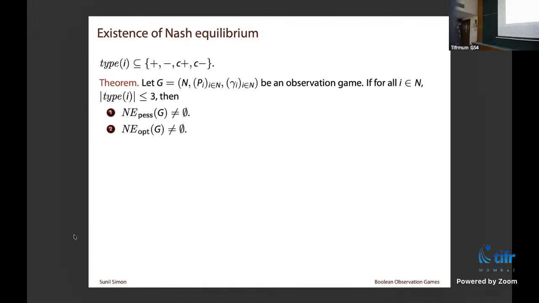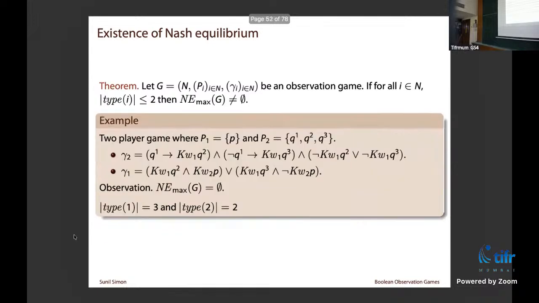The way I stated it, it looks very magical, but there is a very simple reason why this works. This is also tight, in the sense that there are examples showing that if the type has size 4, then it may not work. Now, if you restrict to the knowing whether fragment, you get some better results, but let's skip that.